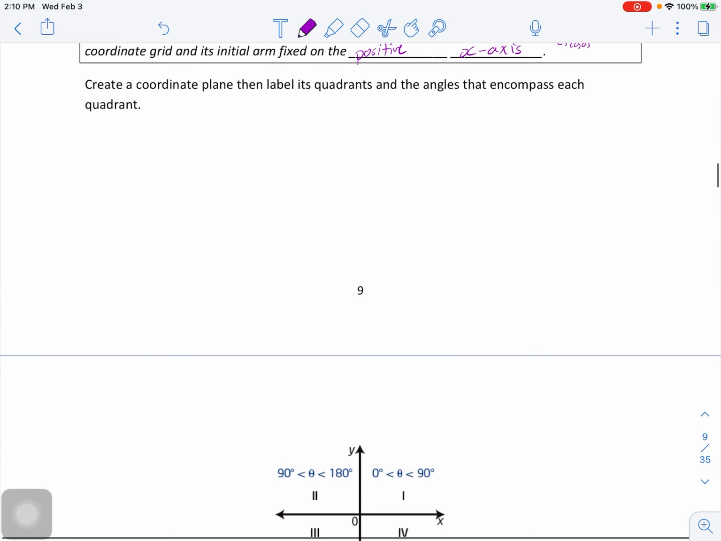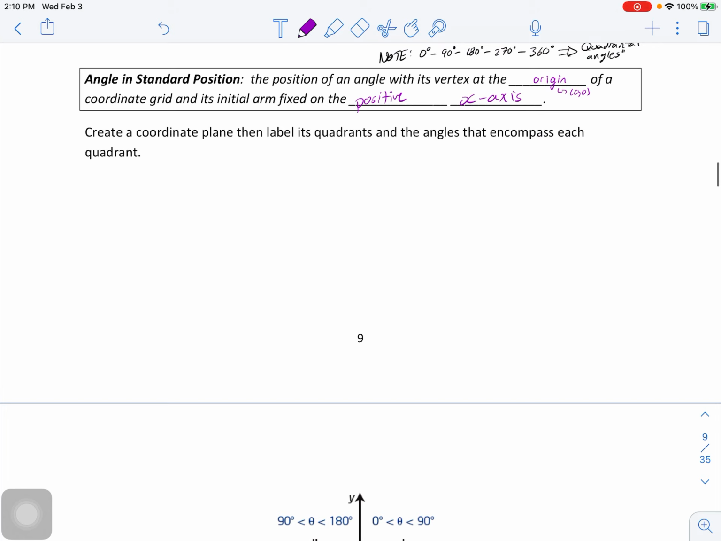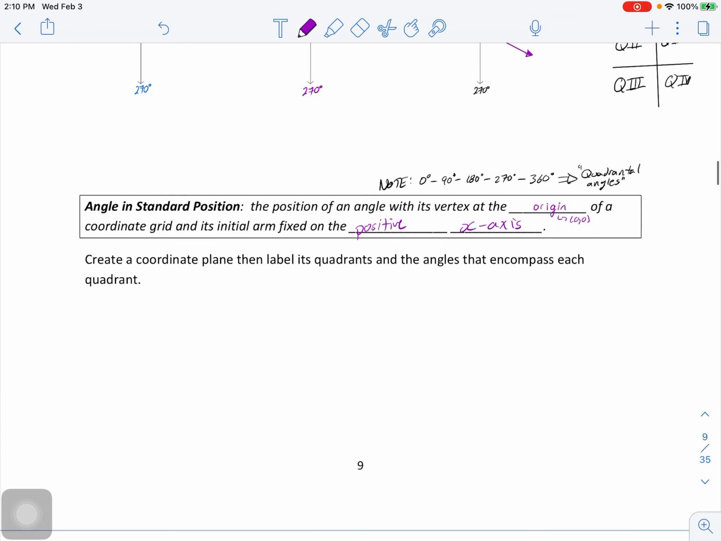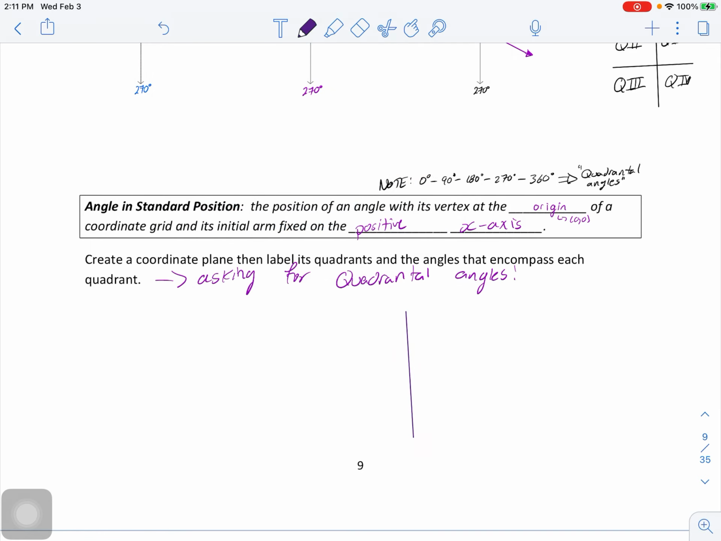So now at this point, it says create a coordinate plane, then label its quadrants and the angles that encompass each quadrant. So this is already what we've done. This is what's known as the quadrantal angles. So this is asking for quadrantal angles. So again, it's kind of just solidifying you really want to remember these angles. They will help you immensely moving forward.